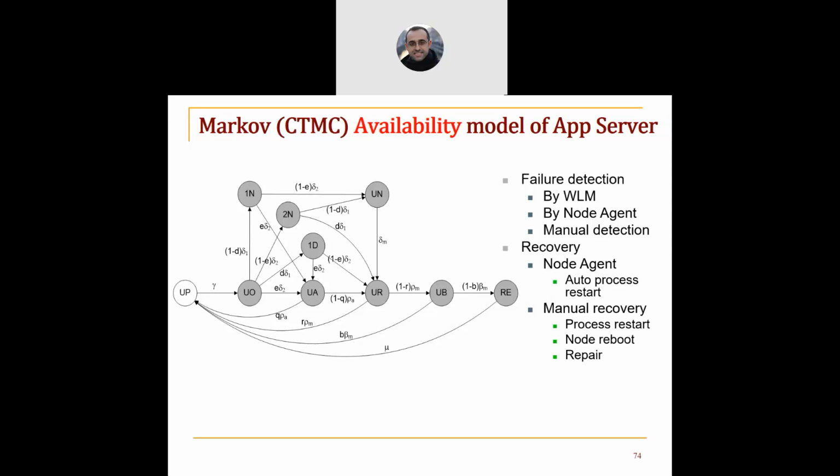Similarly, with respect to recovery, okay, so let's say that node agent has detected a failure. Then what? Well, there is an automated process restart. Is it possible that the automated restart doesn't work? They said, yes. I said, then what? Then there is manual restart. I said, okay, manual restart, is it possible it doesn't work? They say, yes. Then what? They will say node reboot. I said, is it possible node reboot doesn't work? They say, yes. Then what? There is repair. So all this is discovered by my repeated questioning.